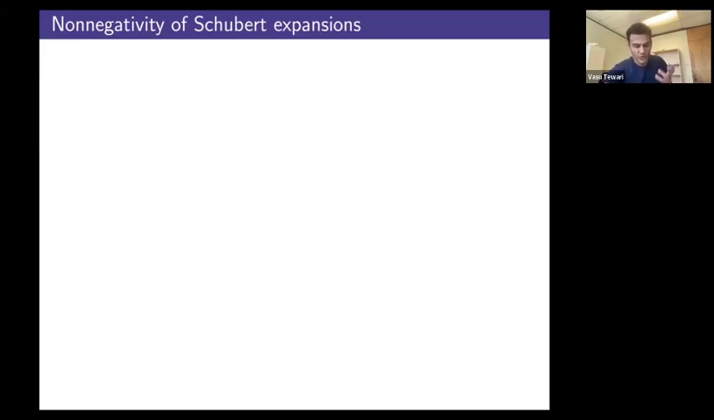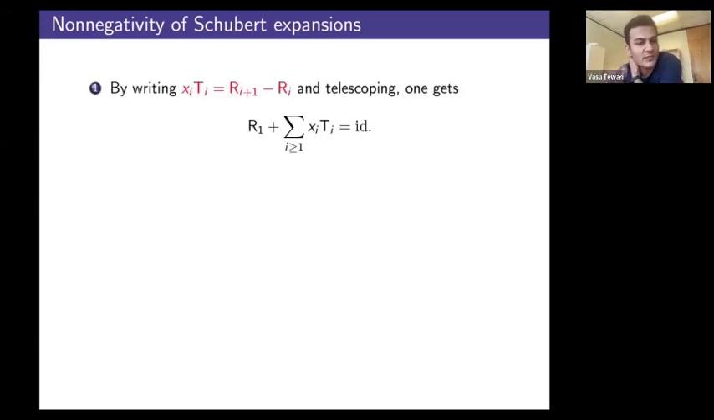Let me give you a bare bones proof which uses zero knowledge. Okay, so x_i ∂_i is R sub i plus 1 minus R_i. That's the definition of the divided difference operation. So you can telescope this relation by summing over all i, and you get that the identity map decomposes as a sum of R sub 1 (remember, R sub 1 shoves in a 0 in the first coordinate and shifts the rest) and these operations. So here's a positive decomposition of the identity map.